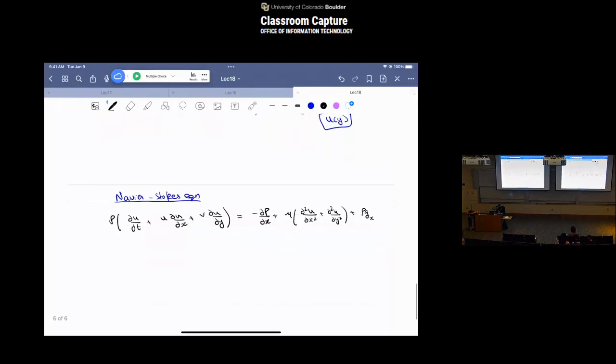Similarly, I have rho times del v by del t plus u del v by del x plus v del v by del y is equal to minus del p by del y plus mu times del square v by del x square plus del square v by del y square, plus rho gy.